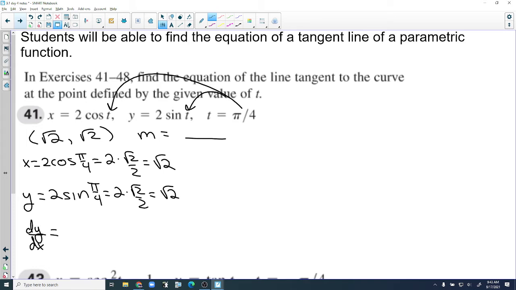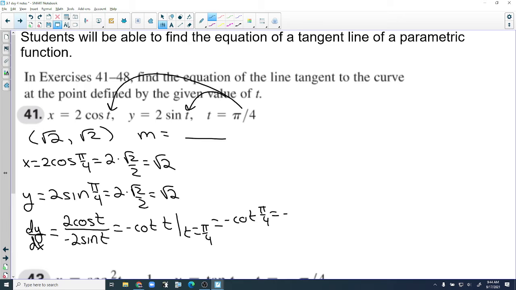Then the slope dy dx is the derivative of y, 2 cosine of t, over the derivative of x, which is negative 2 sine of t. So the 2's are going to cancel. Cosine over sine is negative cotangent of t. Now you wouldn't have to simplify this because we're evaluating it, but either way you're going to get the same answer. So we're evaluating when t equals pi over 4. So negative cotangent of pi over 4 is negative 1. Cosine over sine at pi over 4, that would be 1.